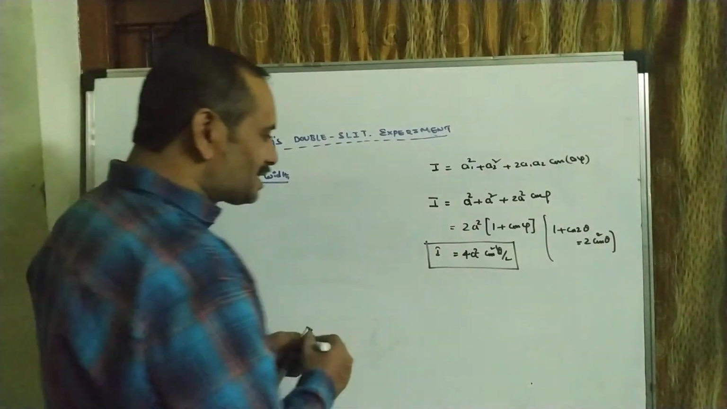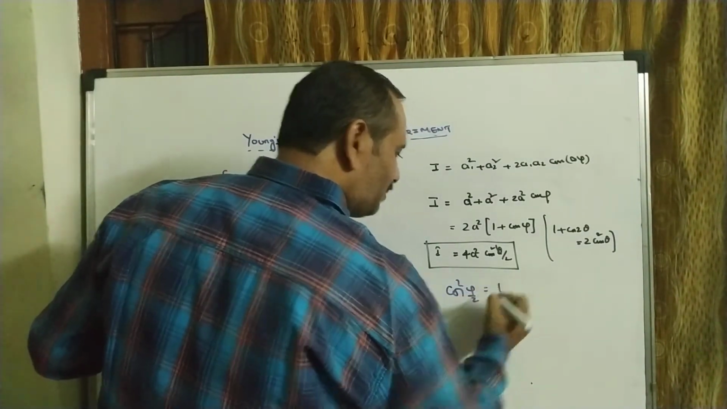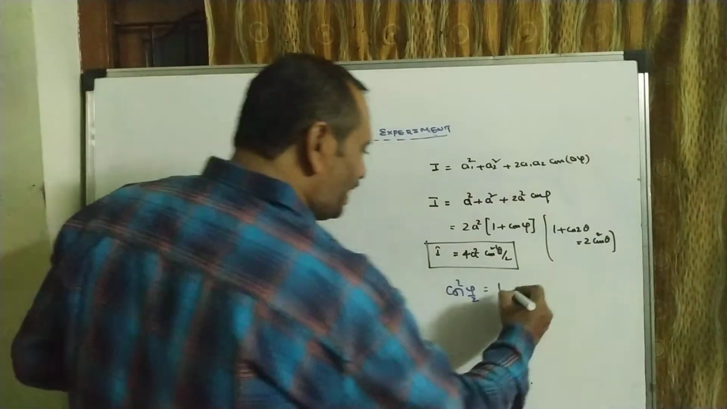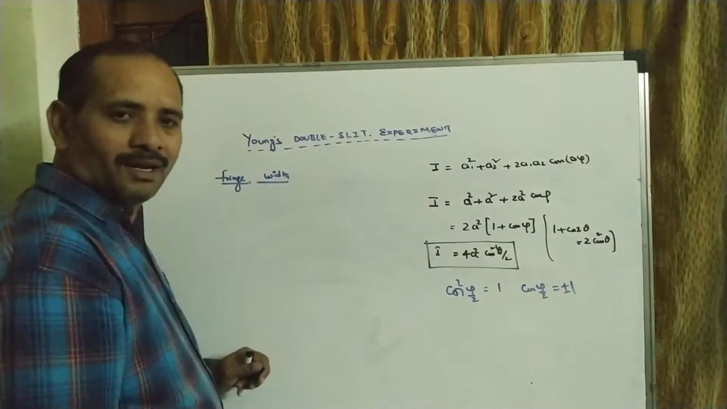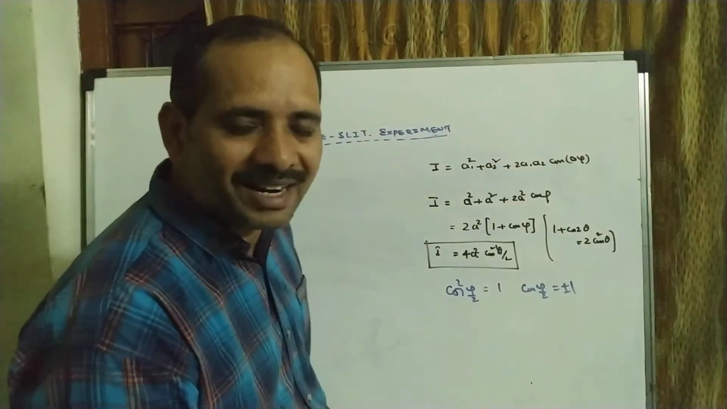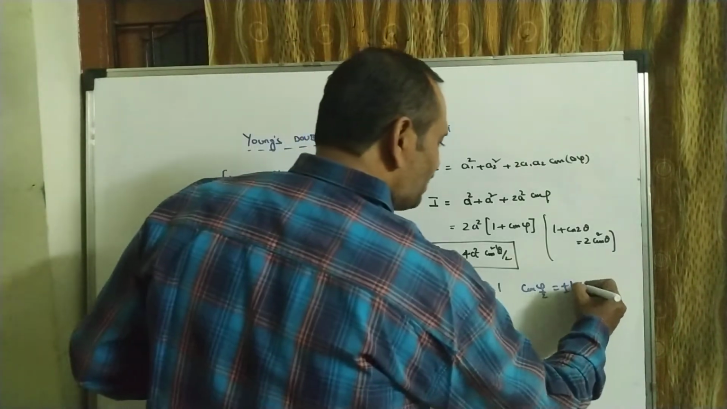Maximum is when cos squared (phi by 2) equals 1, that is, cos (phi by 2) equals plus or minus 1. I think you know about this. The condition for plus or minus 1 of the cos term is cos n pi.